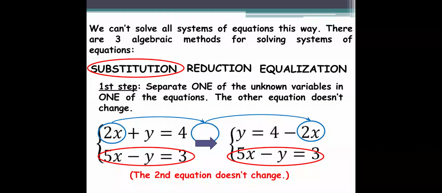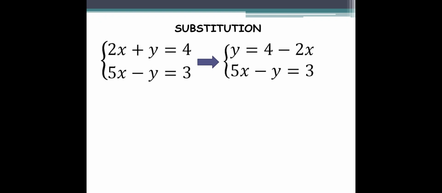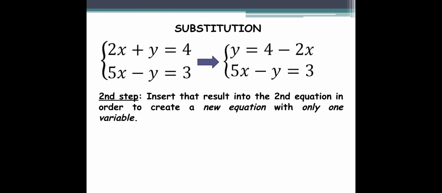All right, so now we'll move on to the second step. We're going to practice substitution. These equations are the same equations you saw on the last slide. We need to insert that result that we just got into the second equation in order to create a new equation with only one variable. So we found the value of y, right? y equals 4 minus 2x. So we're going to put 4 minus 2x into that second equation where we see the unknown y variable.